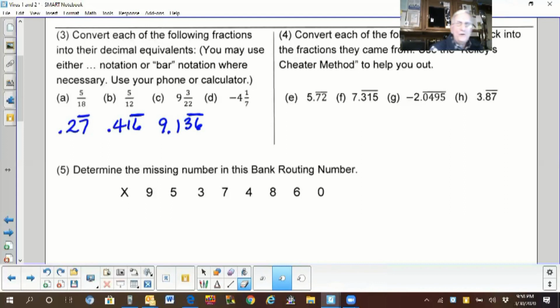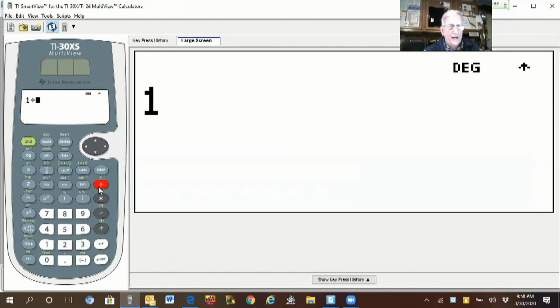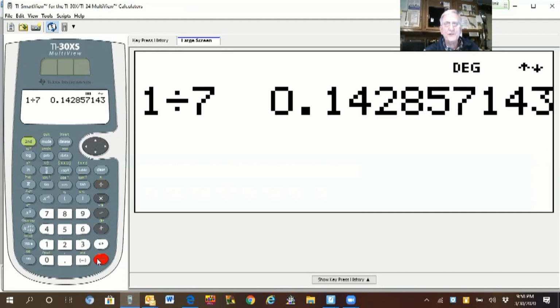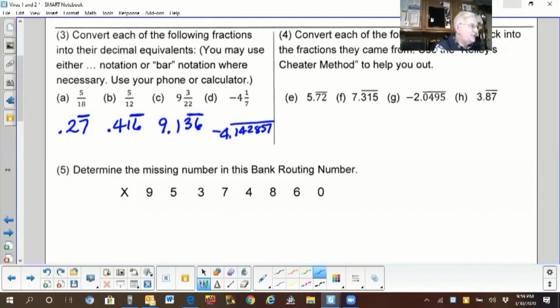Now, if you recall, when you convert the sevenths, and we discussed this in class, the sevenths are 6-digit repeaters. So it's going to be very hard for you to see this on the calculator I have here. But if I hit clear, 1 divided by 7, enter. Notice it's 142,857, and then it goes 143. The 3 is actually a 2 on the calculator, but this repeats in a group of 6. So it is 142,857. So this would be negative 4.142857 with a bar over the entire thing, because those 6 digits go on and repeat.